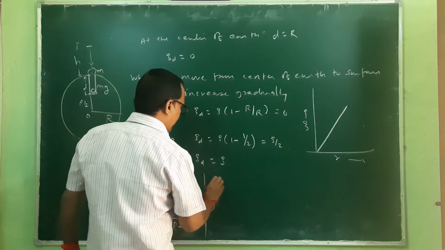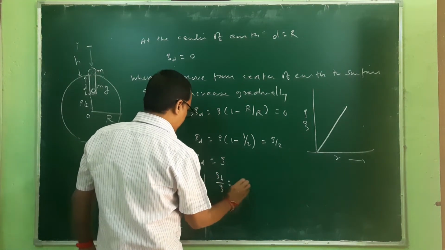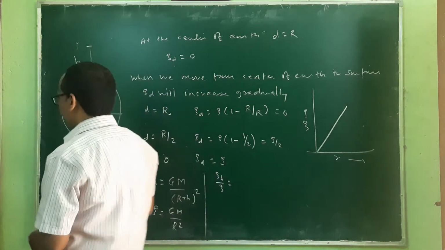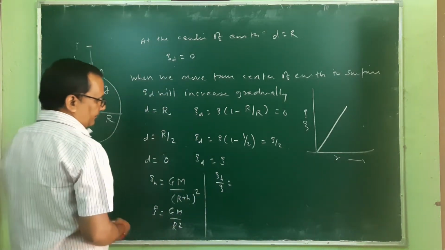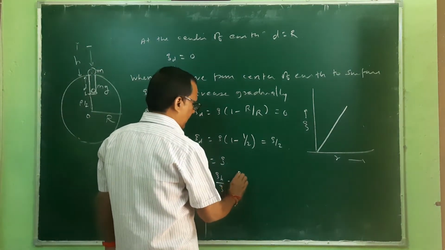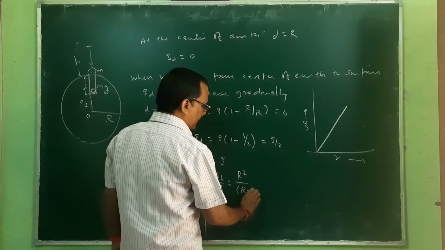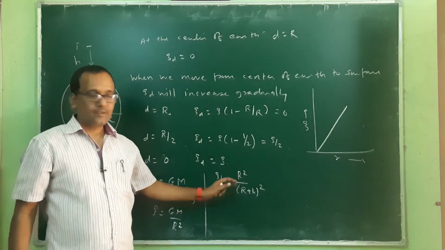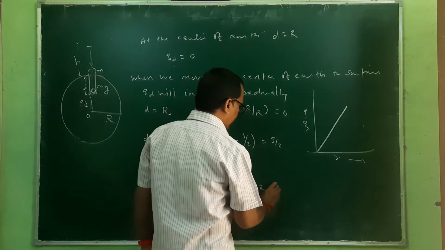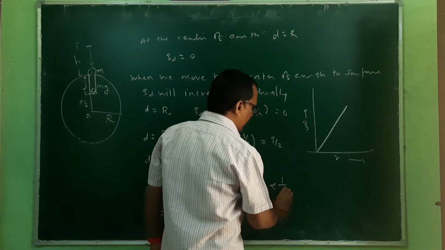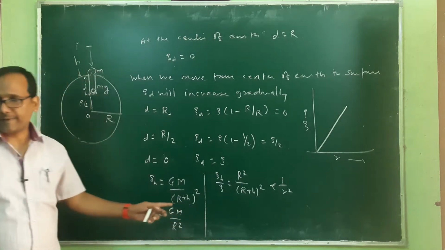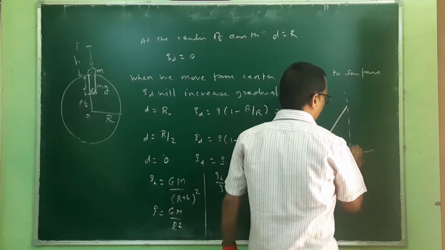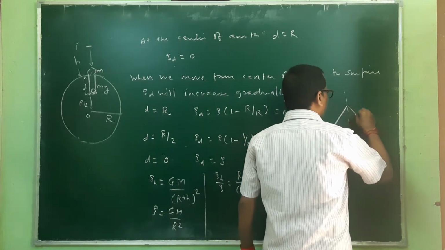So when we compare, g_h by g is equal to R^2 by (R+h)^2. The radius of our Earth is fixed, this is the variable. So one can write this is proportional to 1 upon r^2, meaning it is decreasing. So when we plot this against r, it will decrease like this.